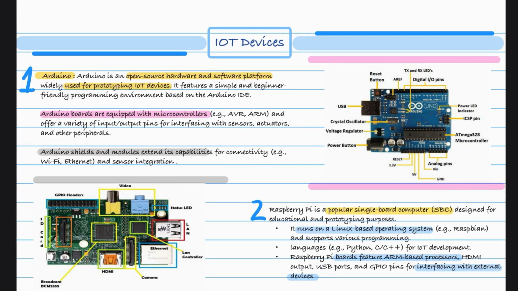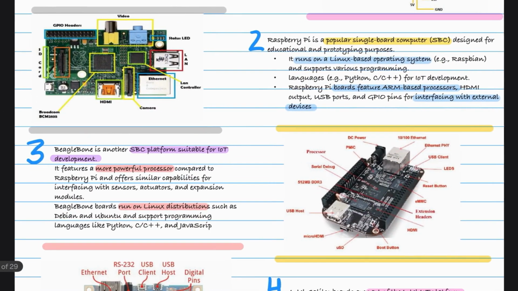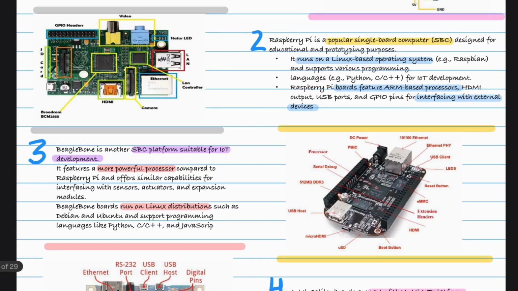Alright, next let's move on to the second type of board, that is Raspberry Pi. Unlike Arduino, the Raspberry Pi is a complete desktop-grade single board computer. Alright, so there are two types of board. First is the microcontroller, which is Arduino. Second is the single board computer. So what is the difference?